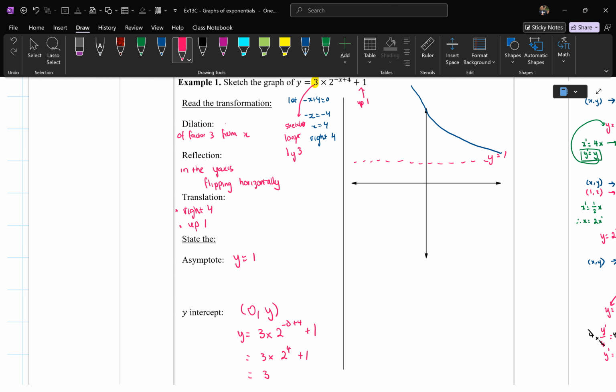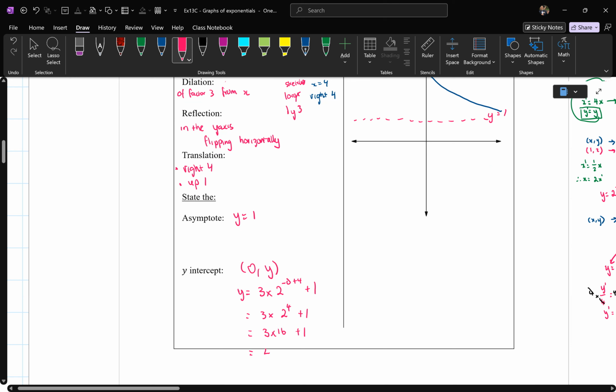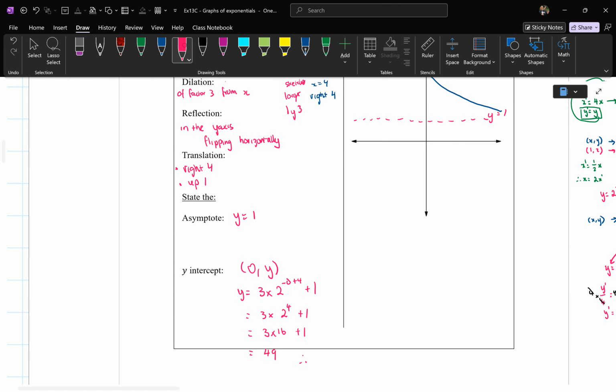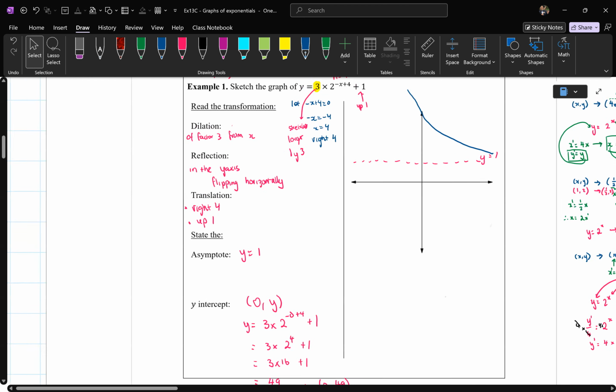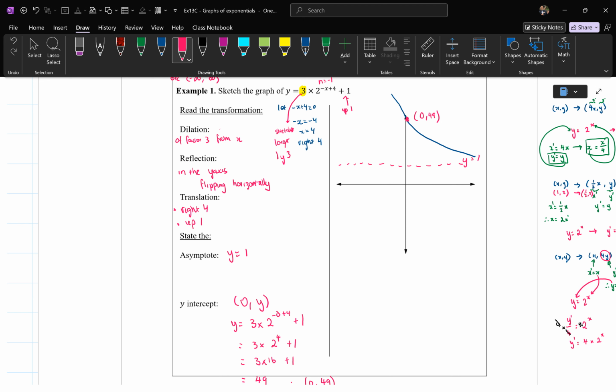You get 3 times 2 to the power of 4, plus 1. 2 to the power of 4 is 16. So 3 times 16 plus 1. 3 times 16 is 48. 48 plus 1 is 49. So you should have a y-intercept of (0, 49).